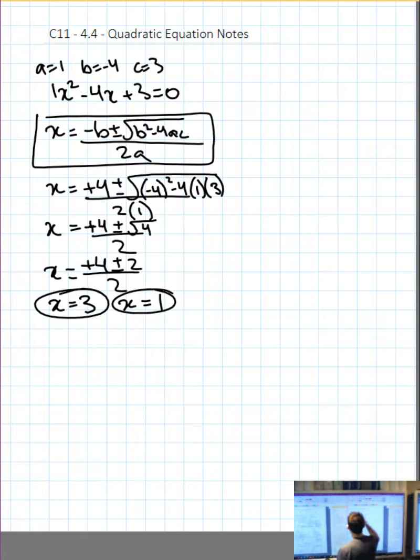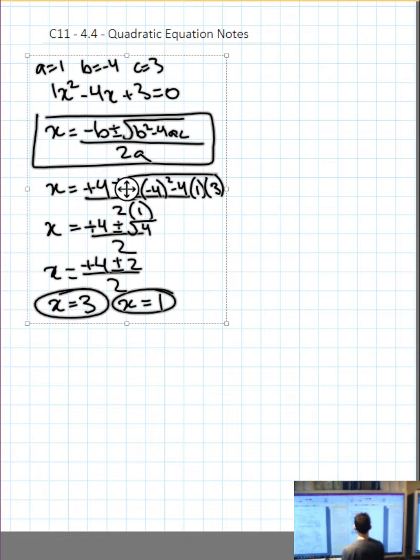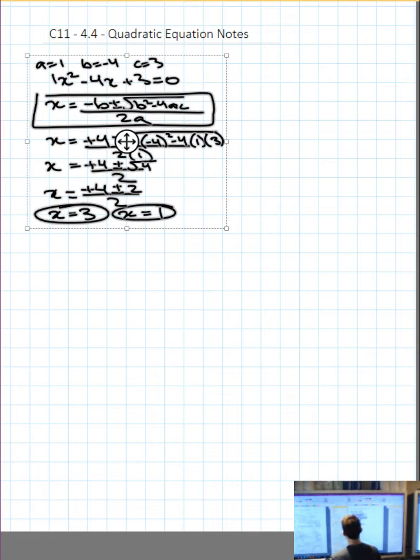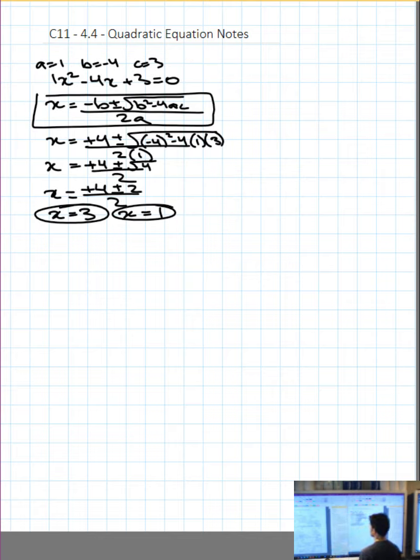So that's quad form using nice, pretty numbers that work really well. Writing down the formula, substituting into the formula, simplifying, possibly answering the question. This is 2 answers.